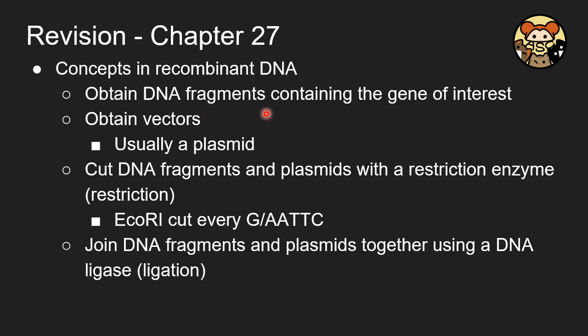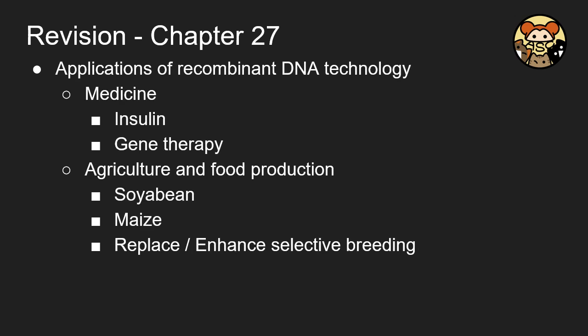First of all, we obtain the gene of interest, in the form of DNA, and then we obtain the vector, usually a bacterial plasmid, and then we cut and paste them together. We cut the DNA fragment and also the plasmid with the same restriction enzyme, in this case EcoRI. EcoRI cuts every GAATTC it encounters, and then we join the DNA fragment and the plasmid together using DNA ligase, which we call ligation. And then we have a recombinant plasmid.